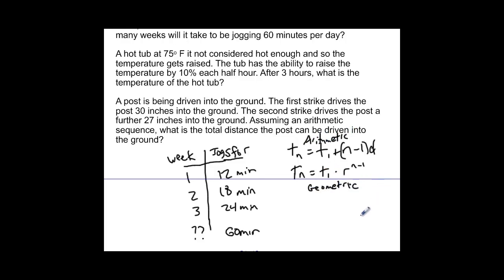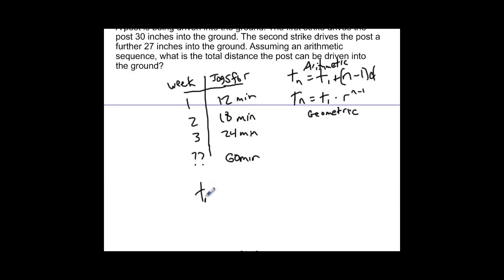So the first question you have to ask yourself is: is this pattern going up by a common difference or by a common ratio? A difference means you're adding a number, a ratio means you're multiplying by a number. So hopefully it already makes sense to you. You're going up by a common difference. So we need this formula: Tn equals T1 plus n minus 1 d.